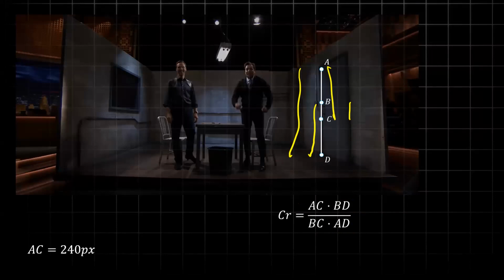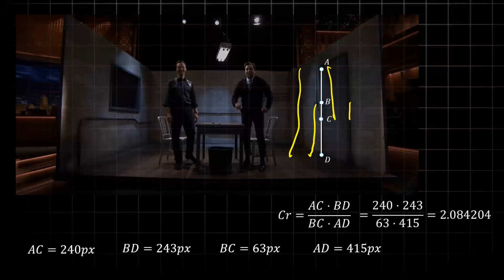I measured the length of the pixels from A to C, it was 240 pixels. BD was about 243 pixels. You can use Photoshop for this, but that's too advanced. Why do you take the door not on your house? I need a straight line. Any straight line is fine. Then BC was 63 pixels, and AD was 415 pixels. Take the ratio, I got 2.084. Somewhere there, it looks good, okay?